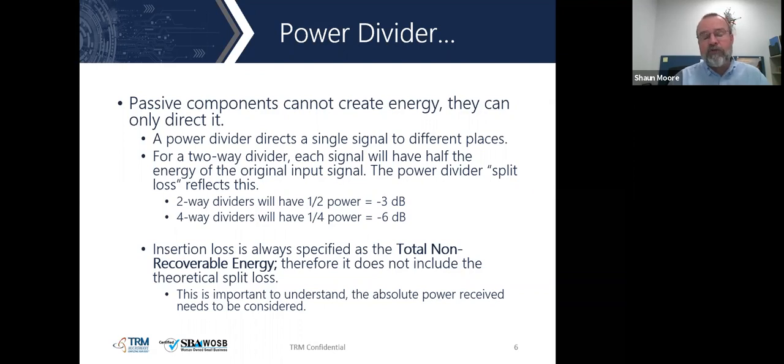And I think most system engineers are cognizant of this, although we have to be careful when we define this. Since we cannot create energy, for a two-way power divider, if we say there is 0.5 dB worth of insertion loss, we have to realize that we're not going to get minus 0.5 dB on two outputs. What we're really going to get is minus 3.5 dB on two outputs.